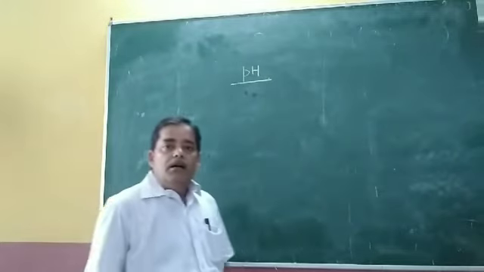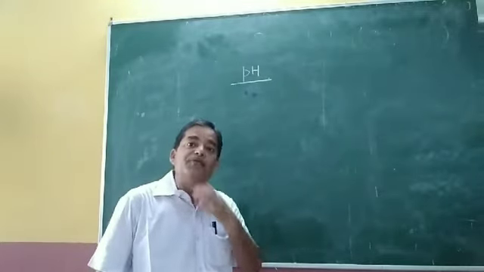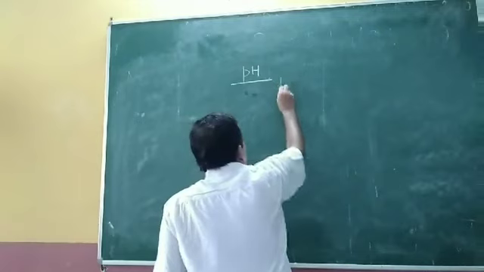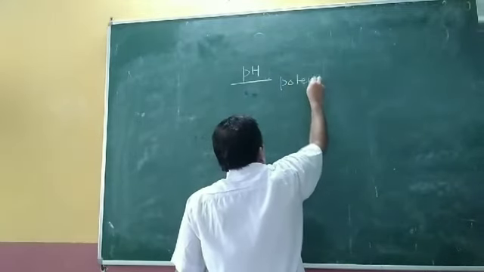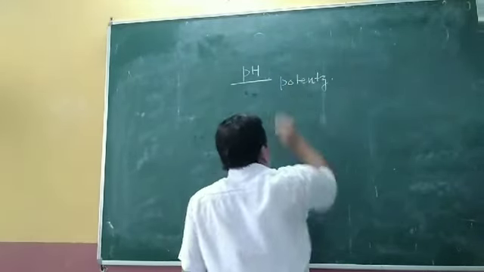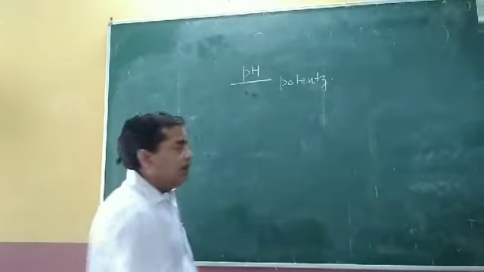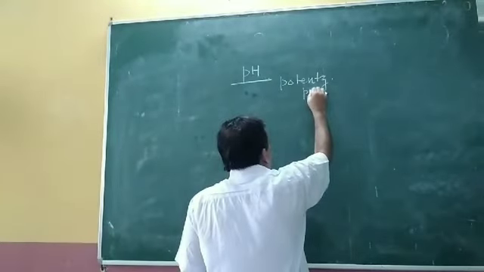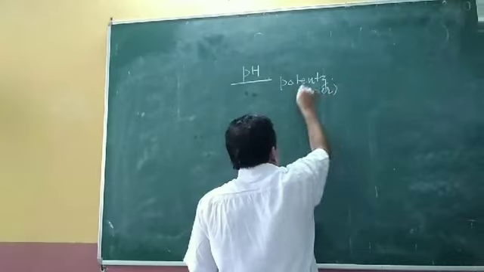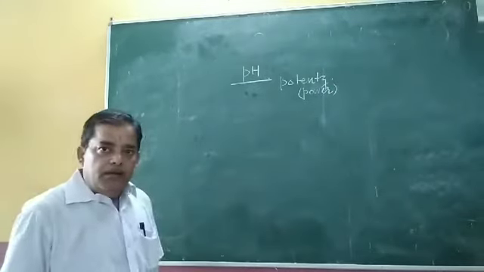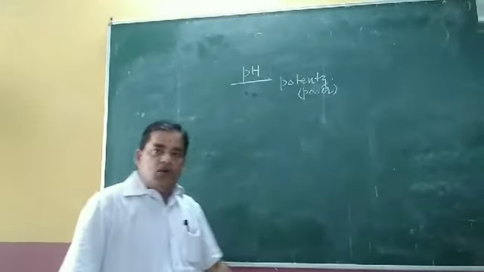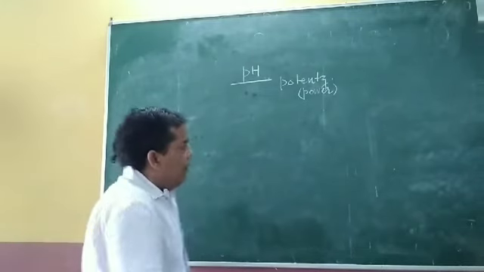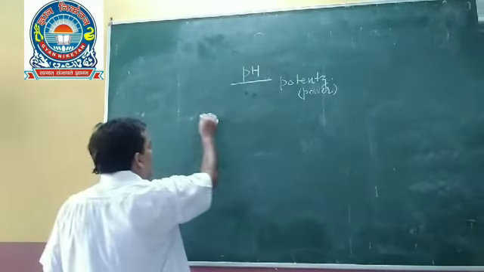pH is made up of a German word called potenz. Potenz means power, so it is also known as power of hydrogen. Okay? It is clear? Now the definition, how will you define it?